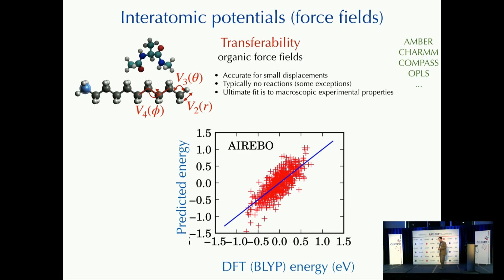And if you go to slightly larger displacement, slightly heat the system up, like we did for this decane here, there's no quantitative accuracy. So here's AIREBO, which is a potential widely used for simulating hydrocarbons, and this is the predicted energy of this decane against DFT B-LYP, which is not too bad for these hydrocarbons. And you can see that, of course, it captures the basic chemistry, right? But there are errors on the order of half an eV.